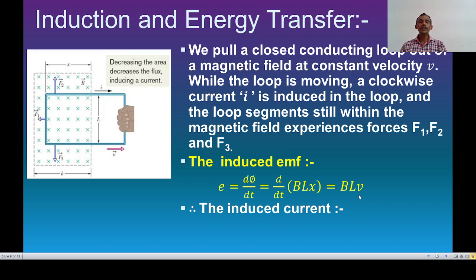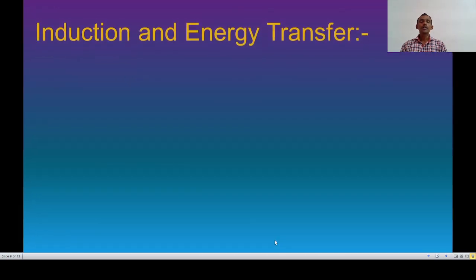Now, if we consider the collective resistance of this loop to be R, then the induced current flowing through this loop can be written as I is equal to E divided by R, where R is the collective resistance of this loop. Therefore, we can write here the induced current I is equal to BLV upon R.